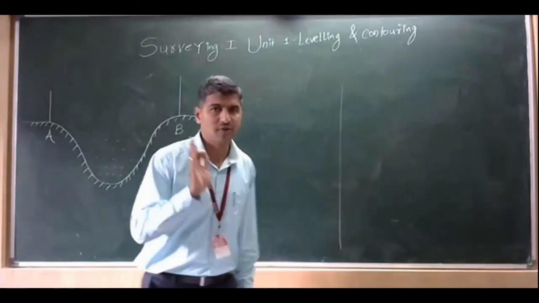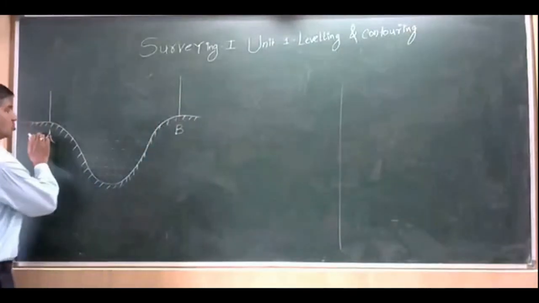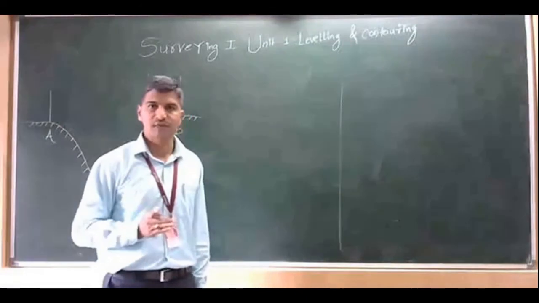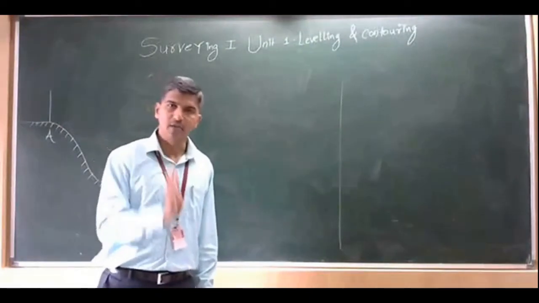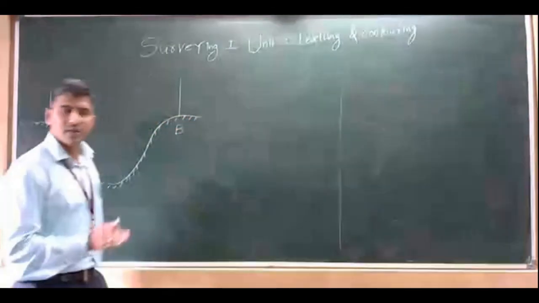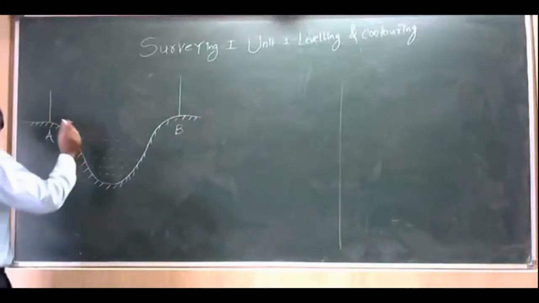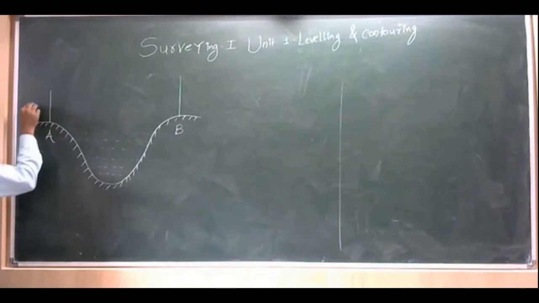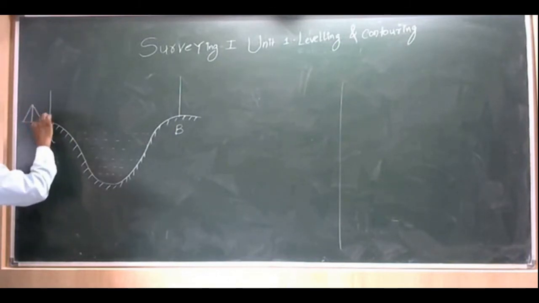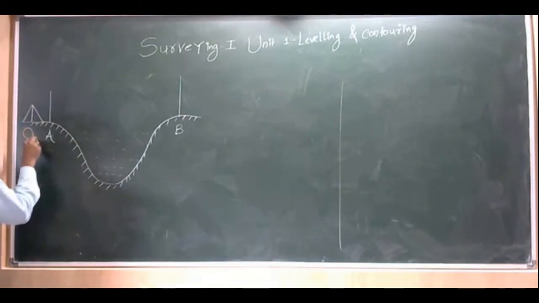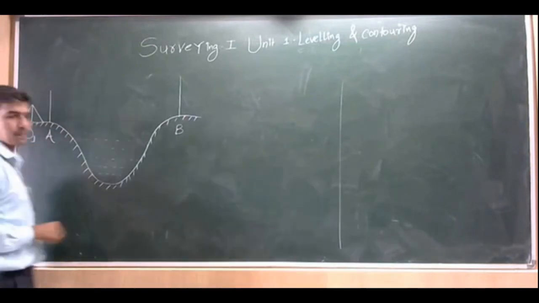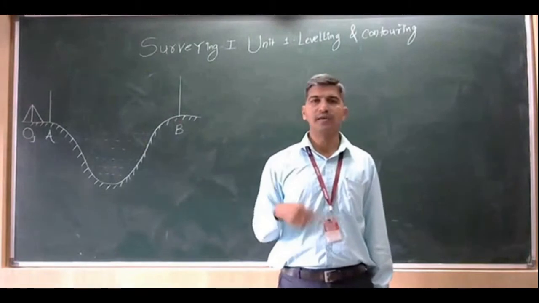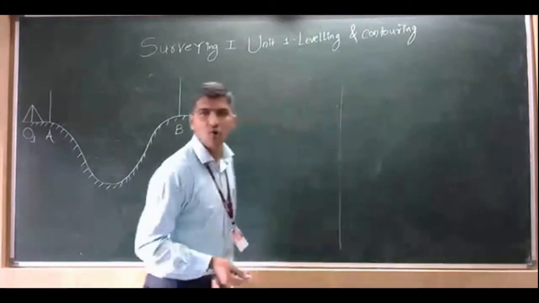for instrument station. In first case, let us keep the instrument very near to point A. So I choose this as my first instrument station. I will name the instrument station which is very near to point A as O1.